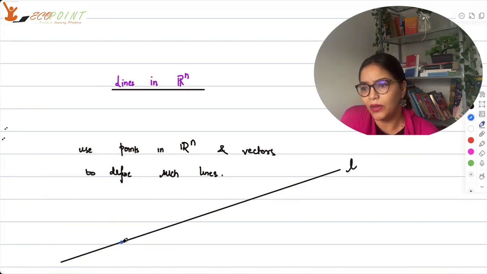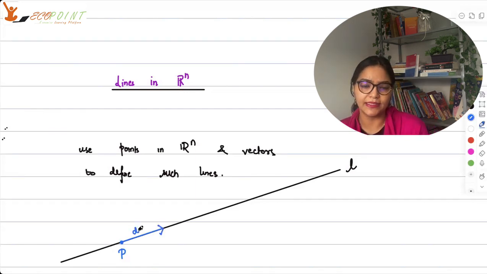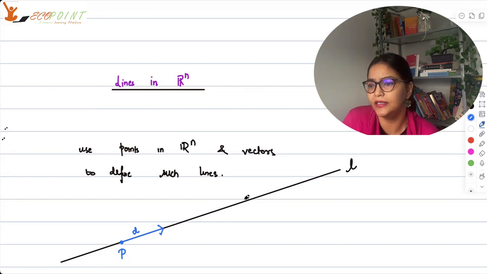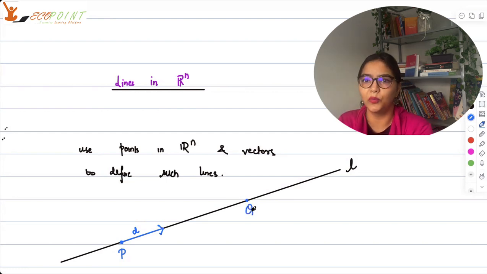So how I can define this line L is with the help of, say, this point P, along with this vector in the direction D. Vectors have this sense of direction, right? With the help of these two things, I would be able to define a line like this. In fact, suppose on the line, let's take another point Q.